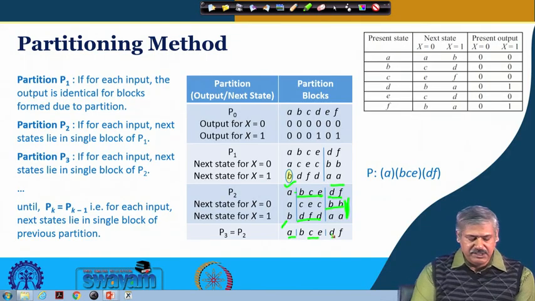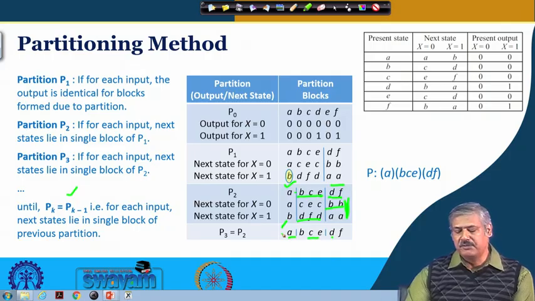So whenever Pk is equal to Pk minus 1, here P3 is equal to P2, we stop, right. And then what are the equivalent blocks, equivalent states? This is A from here, B, C from here, and D, F from here. So 3 states, same thing what we have seen. Is it fine?